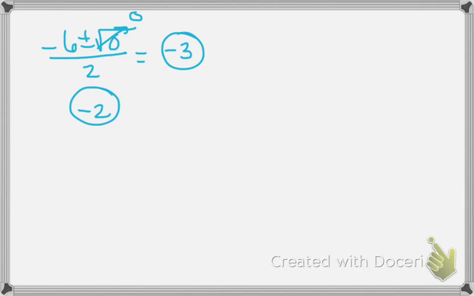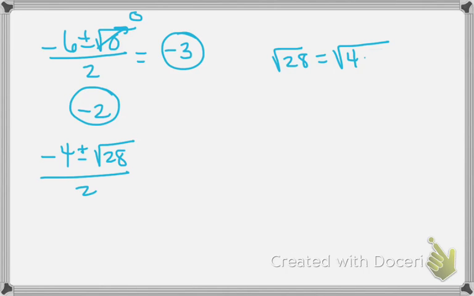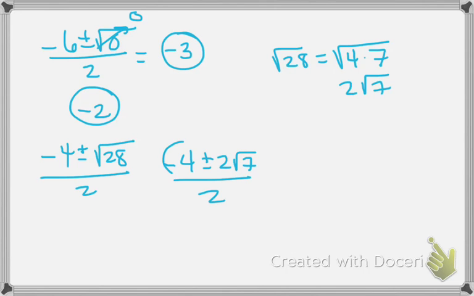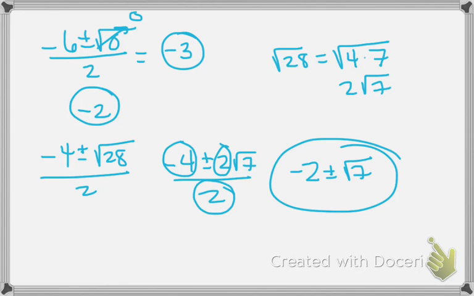Now, the third one, when you simplify it, I get negative 4 plus or minus the square root of 28 over 2. Can we simplify square root of 28? Yes. That could be rewritten as 4 times 7. So that's 2 square root of 7. So I have negative 4 plus or minus 2 square root of 7 over 2. Do you see how each one of our coefficients is a multiple of 2? We're going to reduce all of them, so our answer is negative 2 plus or minus the square root of 7. And that would be the answer for the third one.